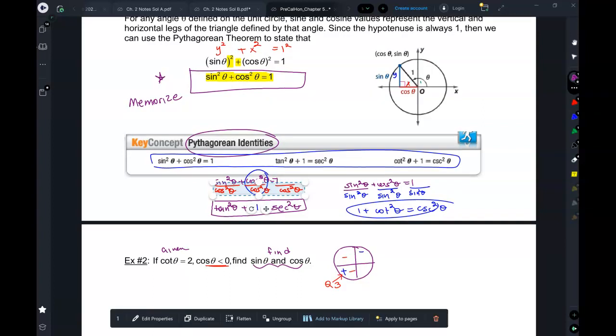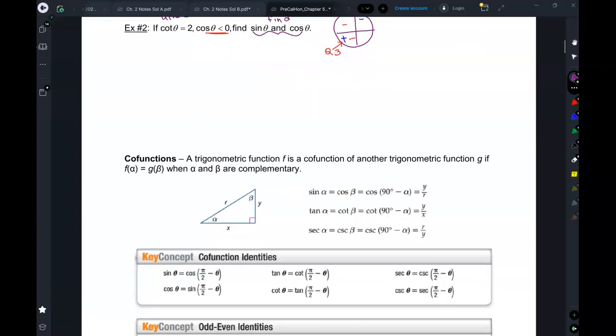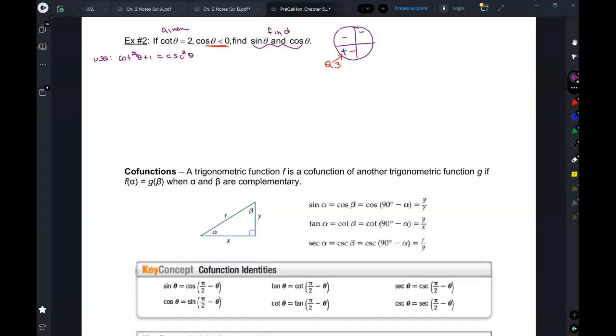Cotangent squared theta plus 1 equals cosecant squared theta. Right, this squared one. And then I can just do the reciprocal. So that's how I start. I use cotangent squared theta plus 1 is equal to cosecant squared theta. So what's cotangent of theta? 2. This is cotangent squared, so 2 squared plus 1 equals cosecant squared theta. So this is 5 equals cosecant squared theta.